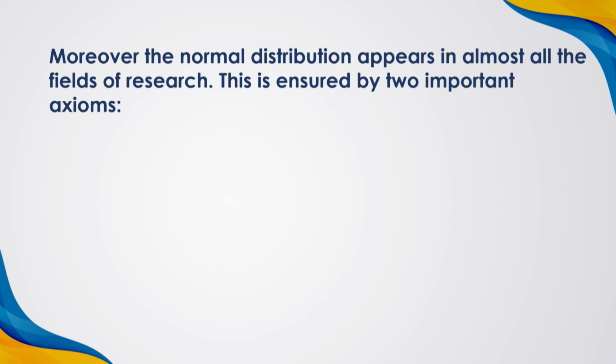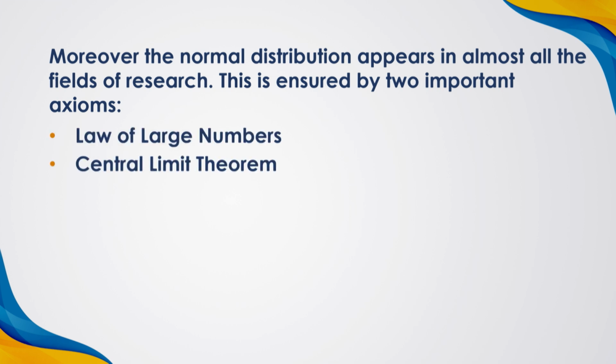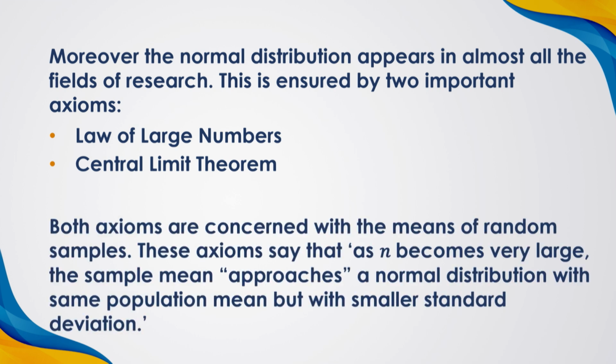How can we be sure? This is ensured by two important axioms: the law of large numbers, and second, the central limit theorem. Both axioms are concerned with the means of random samples. These axioms say that as n becomes very large, the sample mean approaches a normal distribution with the same population mean, but with smaller standard deviation.